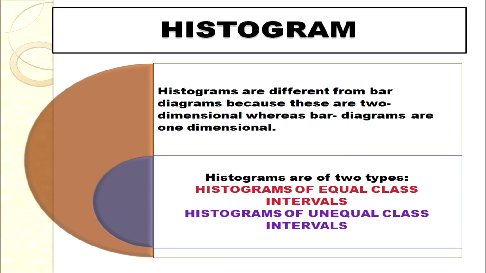So, up till now we have learned two main things. First, a histogram can be drawn for a frequency distribution only, that too for a continuous series. Next, we now know that a histogram is different from a bar diagram, as a histogram is two-dimensional and a bar diagram is one-dimensional. Now, while we are constructing a histogram, we can construct a histogram of equal class intervals and we can also construct a histogram of unequal class intervals.